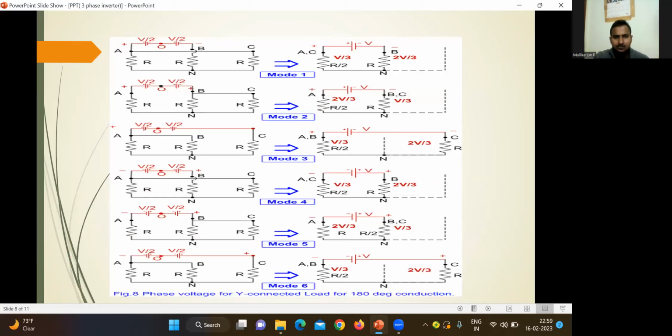This is the equivalent circuit diagram of the fourth mode, A, B and C. VAN and VCN are the positive group, V by 3, and VBN is the negative group.